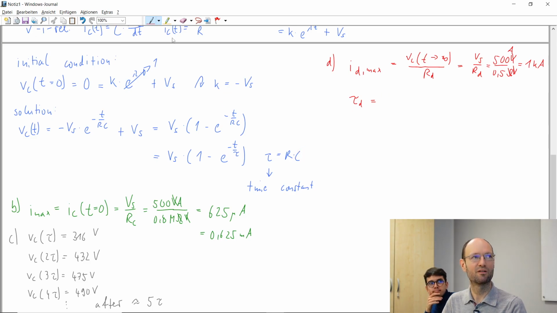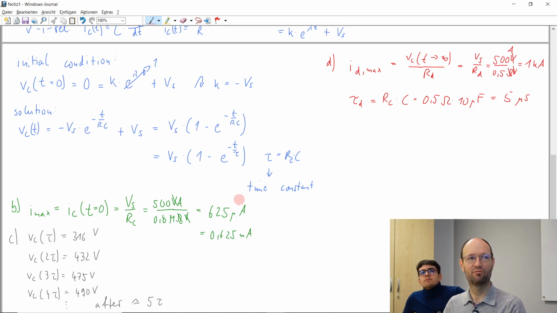We can do the same stuff here, but here it was the charging resistor, and now we do it with the discharging resistor. So R discharge times C, 0.5 ohm times the same 10 microfarad that we had before. Ohm times farad is second, and 0.5 times 10 is 5, and so we get 5 microsecond.